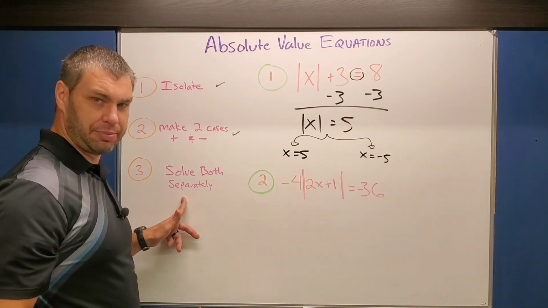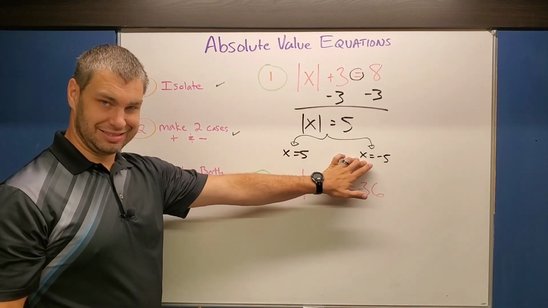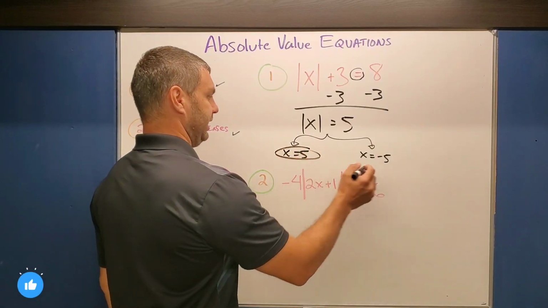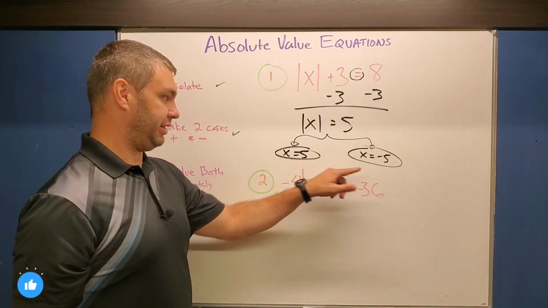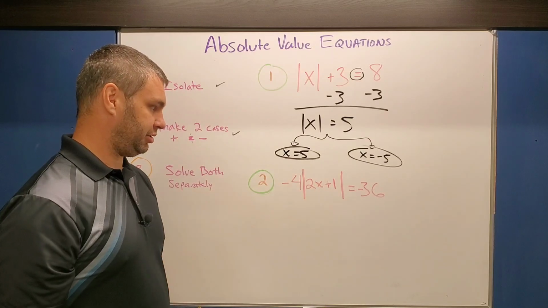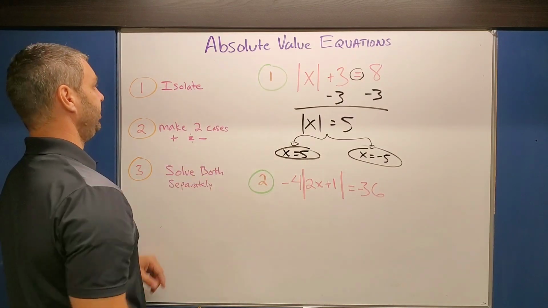Now it says solve both separately. Well, in this case, my x is already by itself. That's what we solve for. We're solving for x. And so you can say that the answer to this question is both a positive and a negative 5. For the next one, it's going to be a little bit more complicated in there. So let's see if we can try this. Let me erase my checklist here.